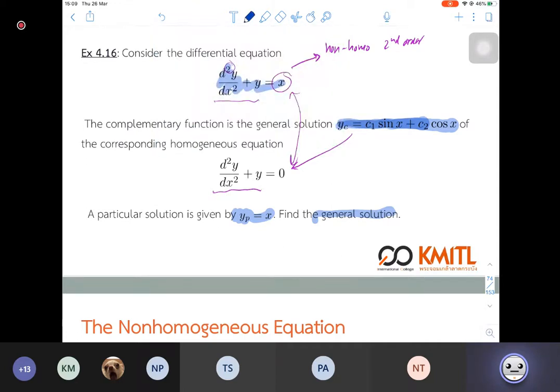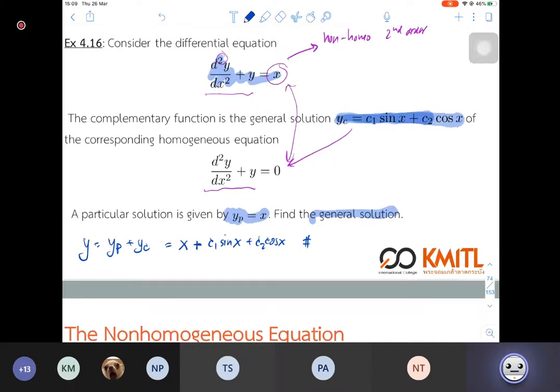So this is easy, right? The general solution would be two terms in combination, yp plus yc. Yp is already given, which is x. Yc is also given, so it's c1 sine x plus c2 cosine x. So this would be the general solution for the non-homogeneous second-order differential equation. This one. You can try to prove that.